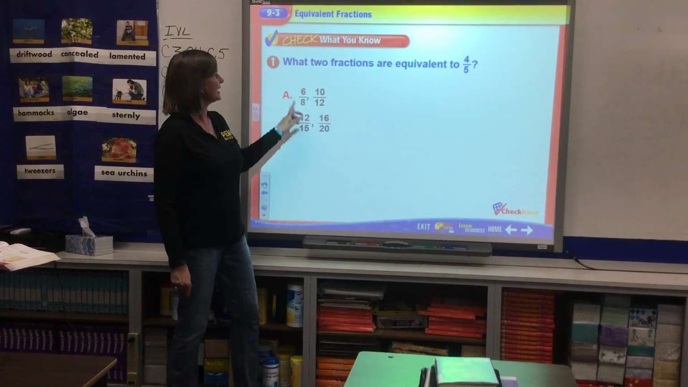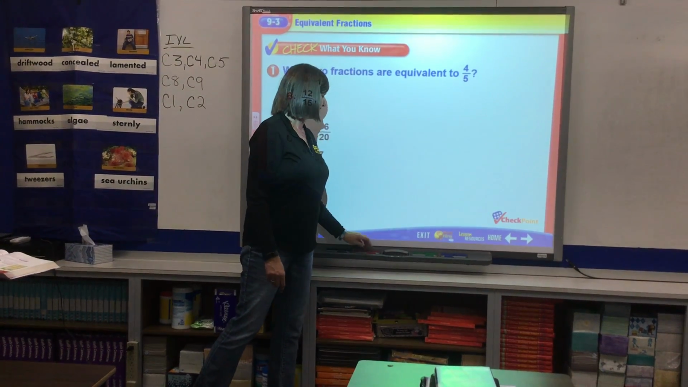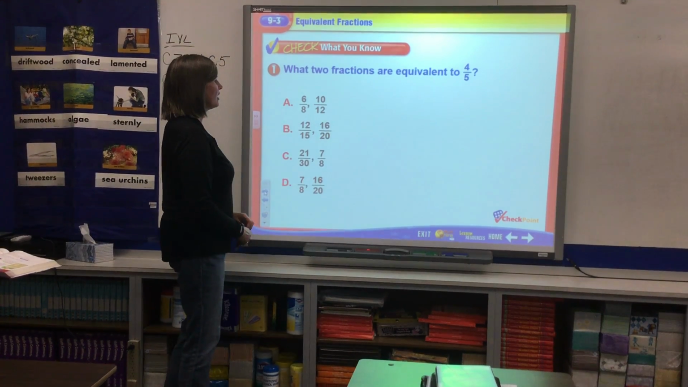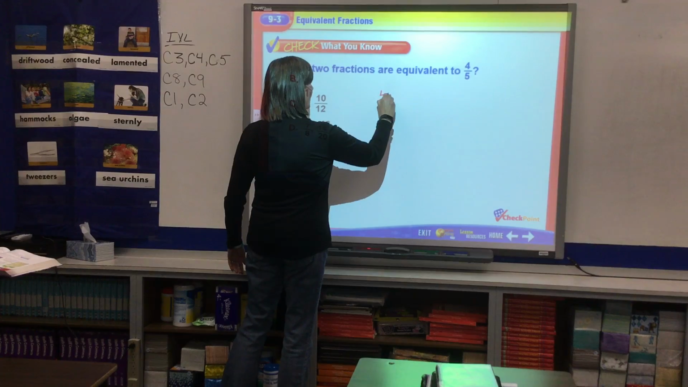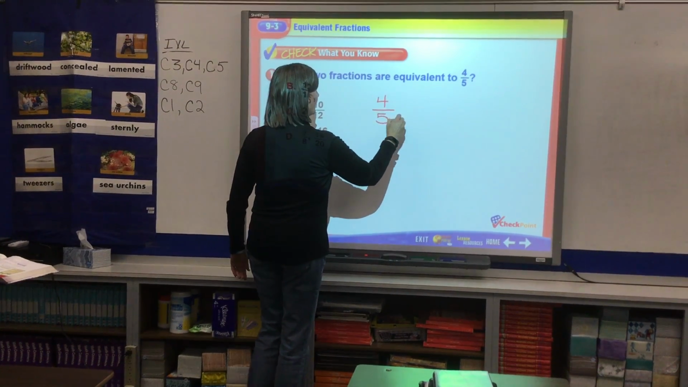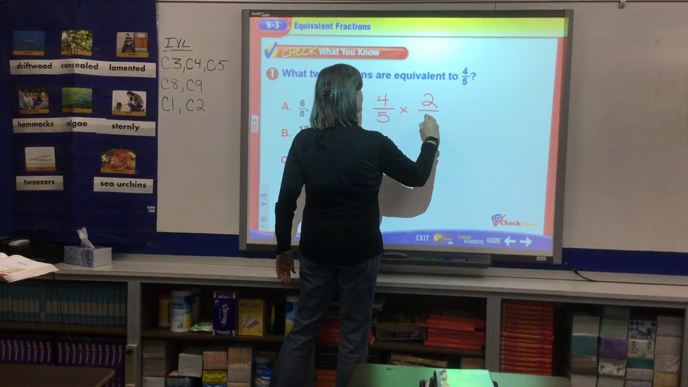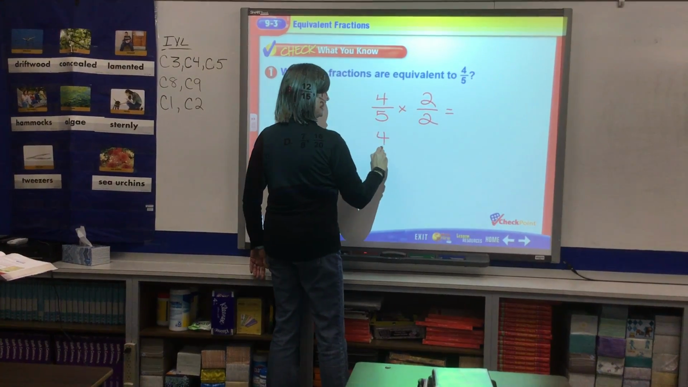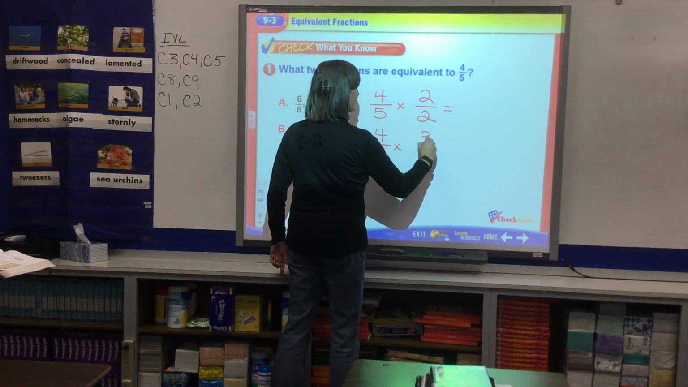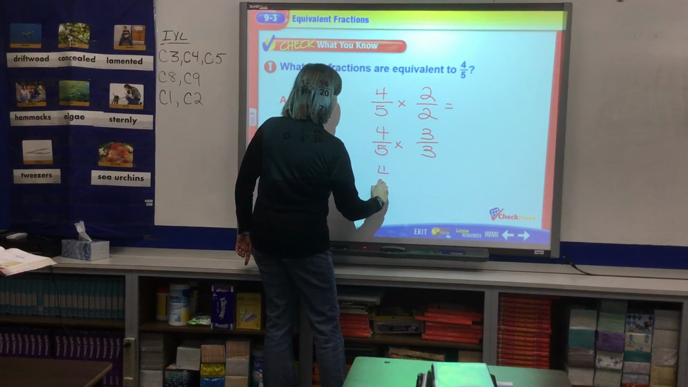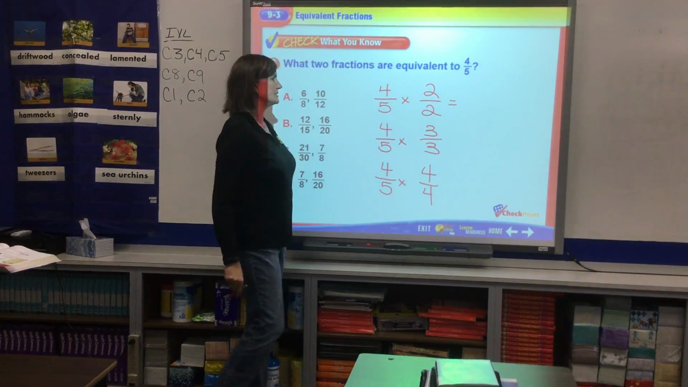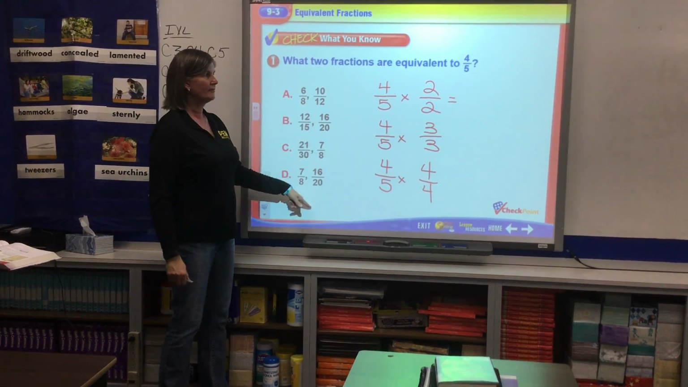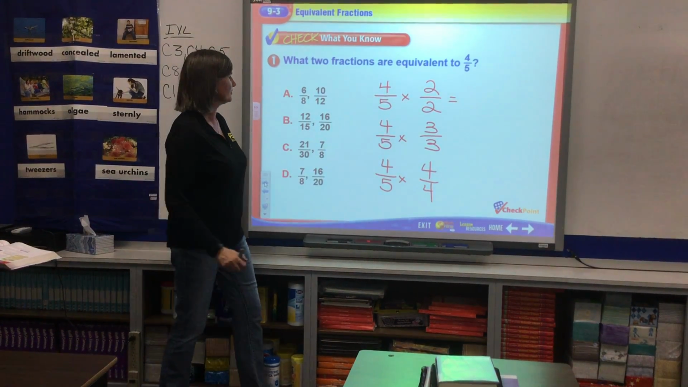We're going to do it again. They want to know 2 fractions that are equivalent to 4/5. What I'm going to do is start with 4/5. I'm going to multiply it, first of all, by 2 over 2. Then I'm going to multiply it by 3 over 3. And then I'm going to multiply it by 4 over 4. We'll see if we can come up with 2 of these equivalent fractions.